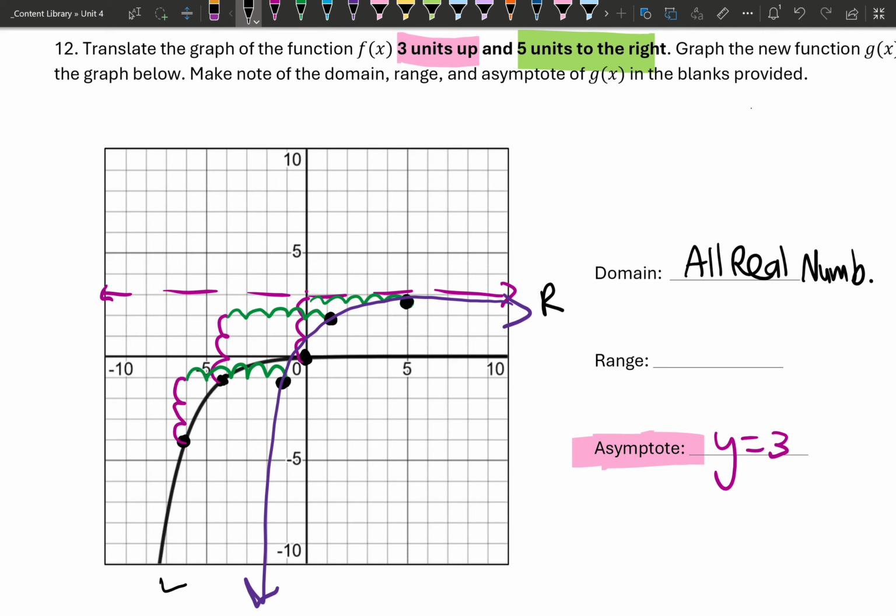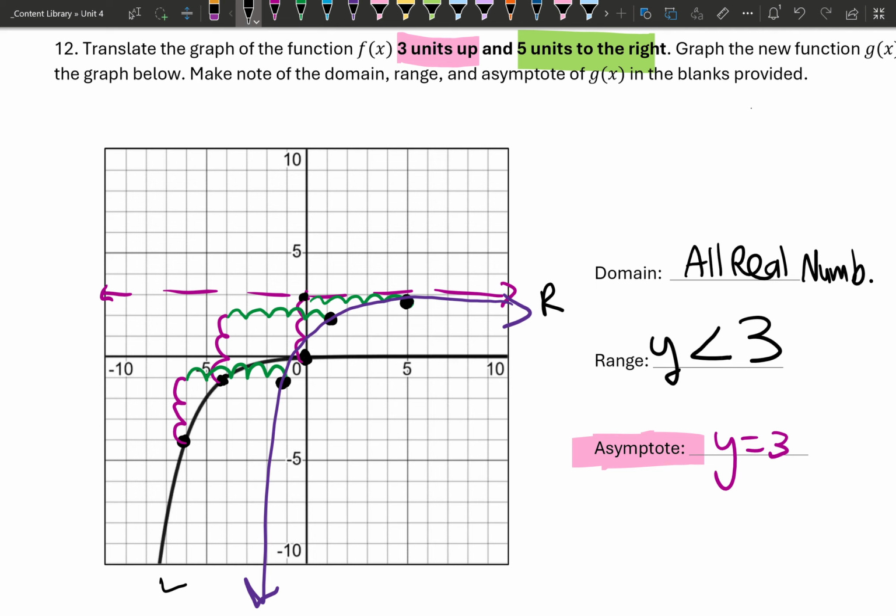For our range, we are going to be looking at our y's. Now it looks like we have an asymptote, but everything below that asymptote is okay with us. So the asymptote is at 3. That means our y's must be less than 3. Beautiful.